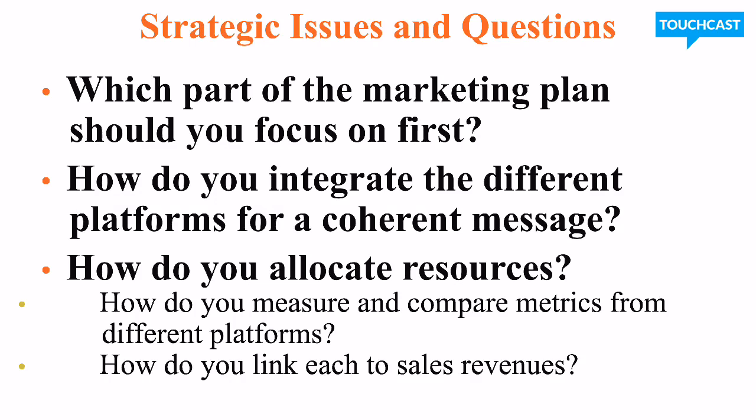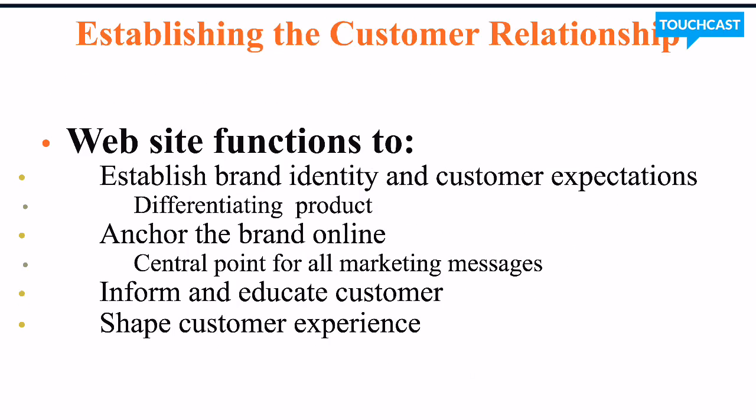But with all these channels, that begs the question, which part of the marketing plan should you focus on first? How do you integrate the different platforms for a coherent message? And how do you allocate resources? How do you measure and compare the metrics from all the different platforms to see what's working versus what isn't? And how do you link each of your platforms to the sales revenue generated?